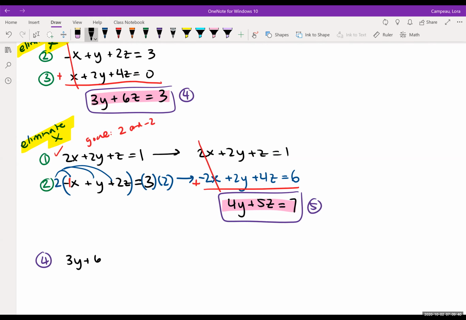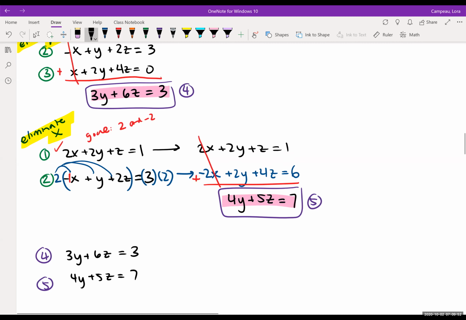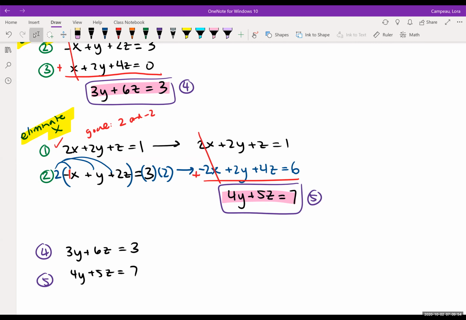y plus 6z equals 3, and equation number 5: 4y plus 5z equals 7. And you can decide, do you want to eliminate the z or do you want to eliminate the y? Completely up to you. I'm going to go with eliminating the y's just because they're closer.